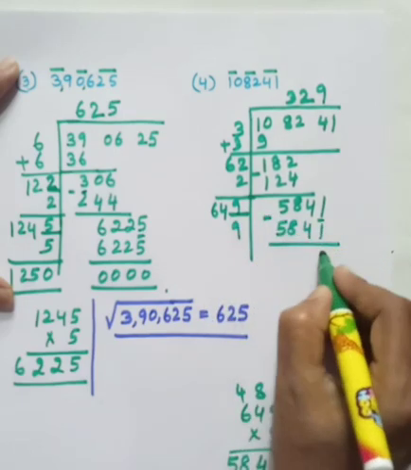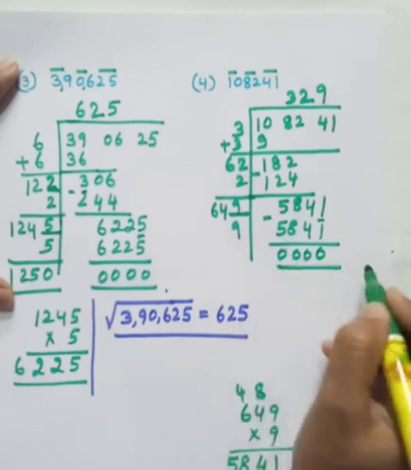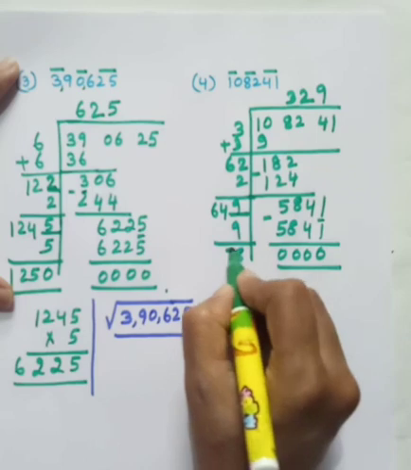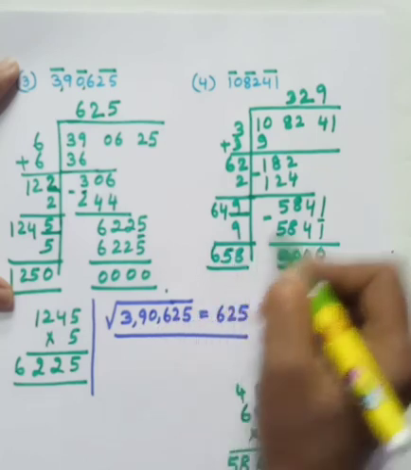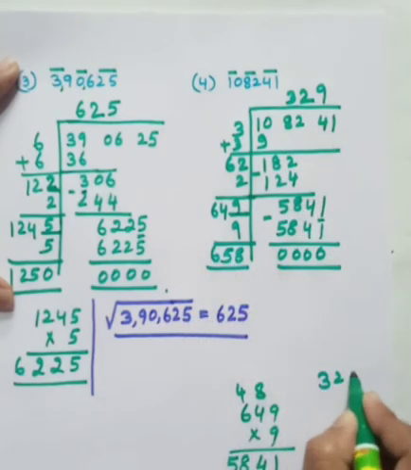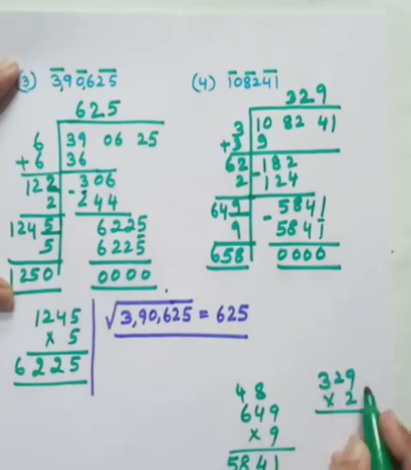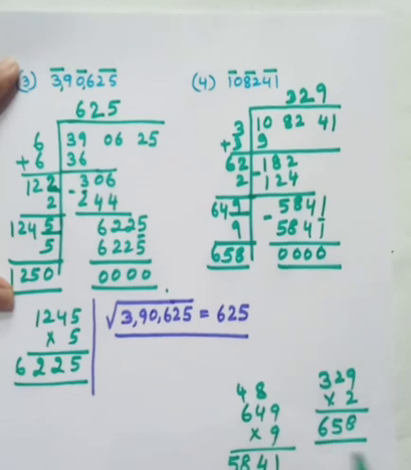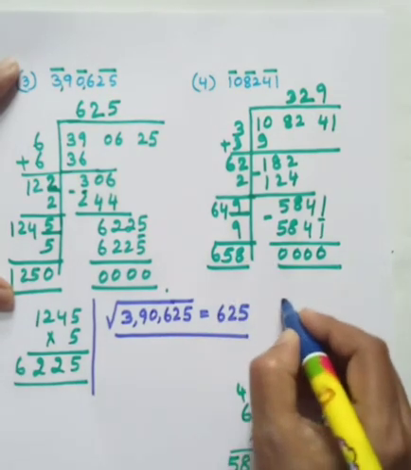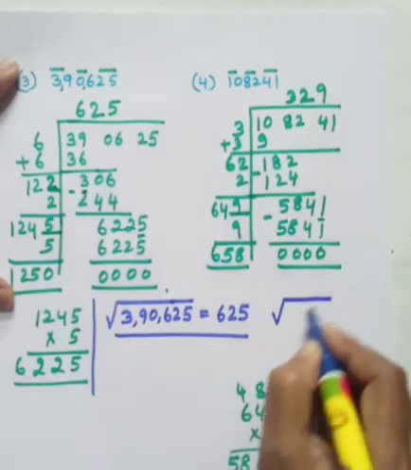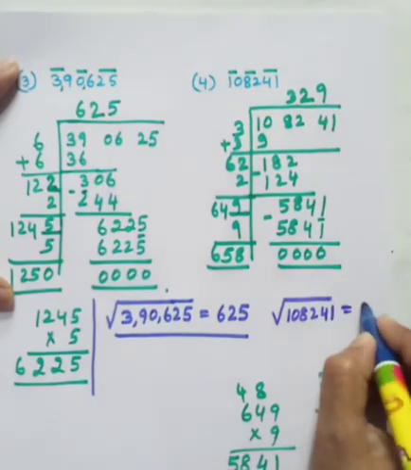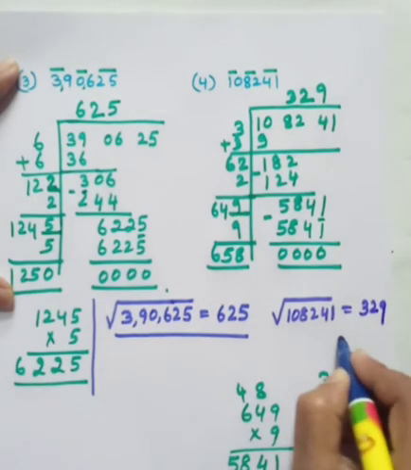So if you subtract, you will get the remainder as 0. How much is here? 9 plus 9 is 18. 1, 4 and 1, 5 and 6. See, 658. Check whether 329 multiplied by 2 is 658 or not. 2 9s are 18, 1, 2 to the 4 and 1, 5 and 2, 3. See. So that means we are correct. So what is our answer for this? Root of 108241 is equal to 329.